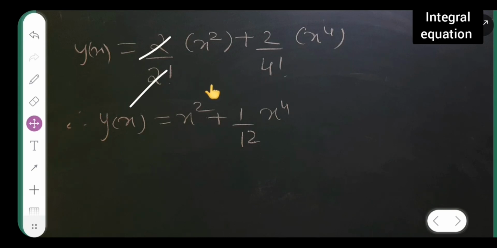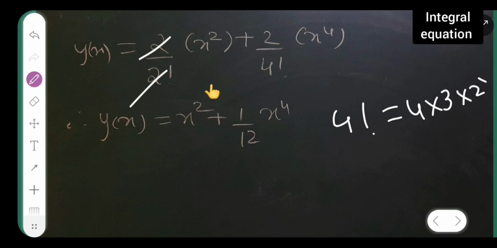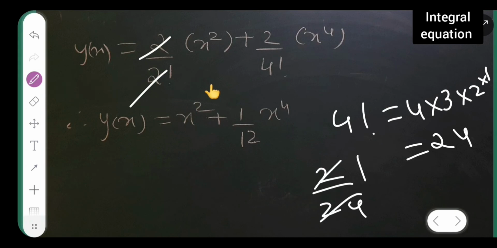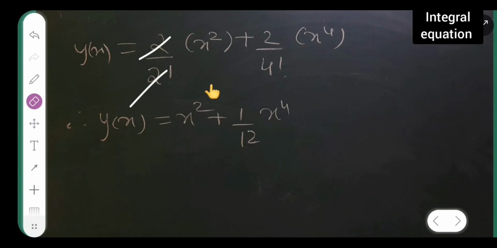4 factorial. 4 factorial is nothing but what? It is 4 into 3 into 2 into 1, right? Now which is nothing but 24. Now 2 upon 24 is what? 2 ones are 2, 2 twelves are 24. So 12 will remain. So that's what I have done over here. 1 plus 1 upon 12 x raised to power of 4. Write it as it is, okay?